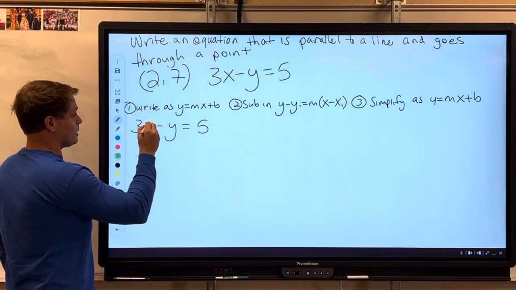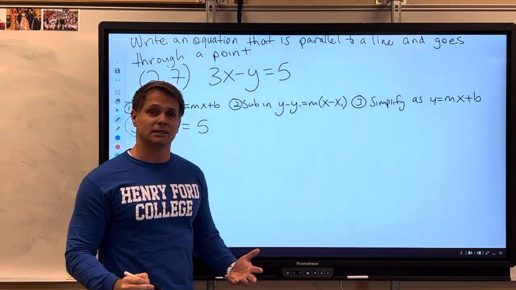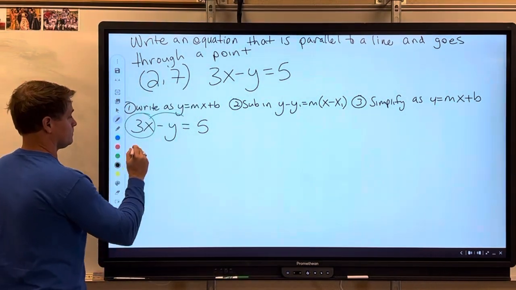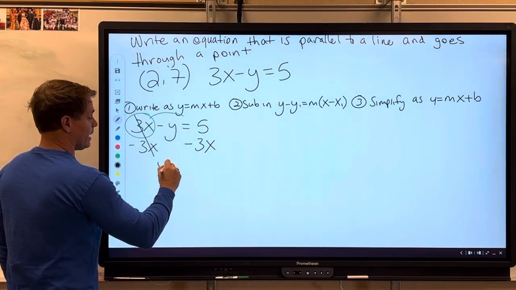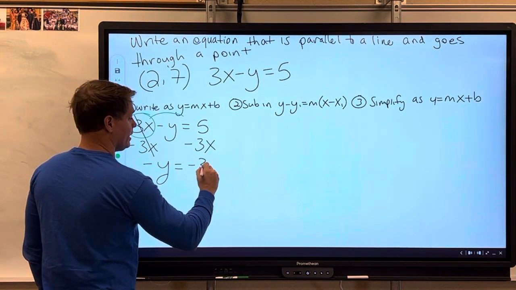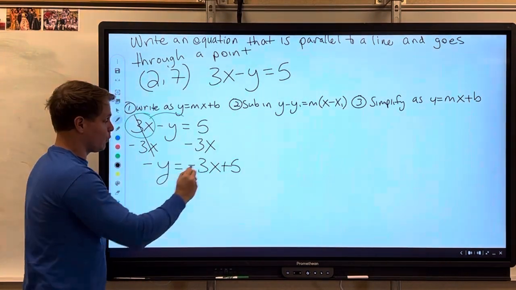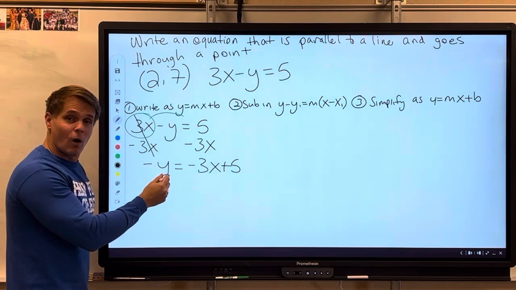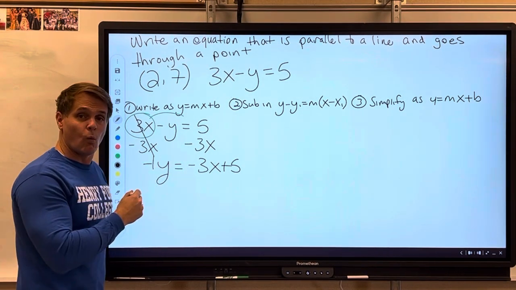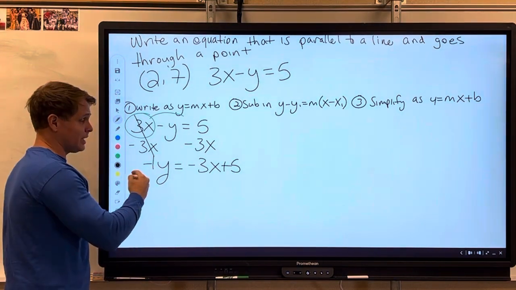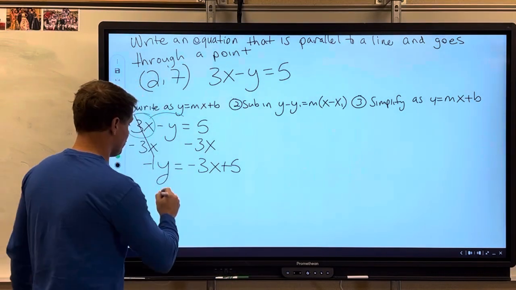So what I'm going to do is move this 3x over here. How do you undo positive 3x? You subtract 3x. So I got negative y equals negative 3x plus 5. These two are not like terms, so I have to rewrite them. I have a negative y here. How do I undo this negative? That's negative 1 times y. So what I can do is divide everything by negative 1, or I can change all the signs.